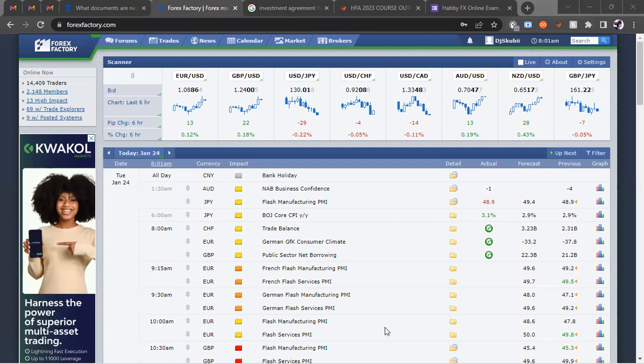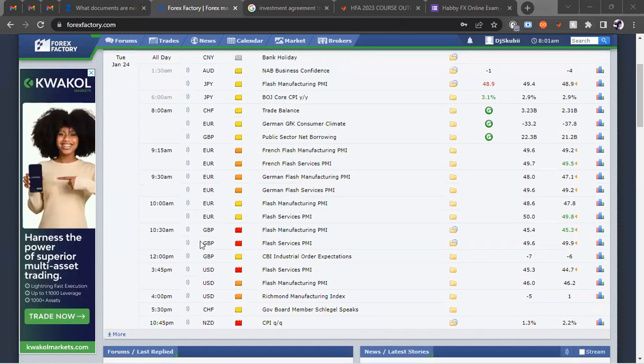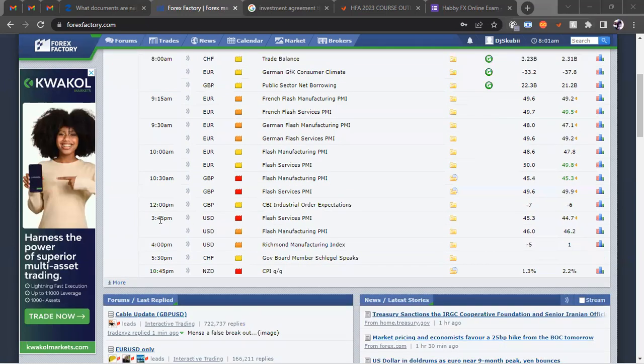So, as usual, let's start with the fundamentals. Fundamental wise, we have news on GBP, high impact, around 10:30 a.m. Then another one by 3:45 on USD, and then another one by 10:45 on NZD. So I think the one on GBP should be the one most people want to capitalize on. So let's jump on our charts and see what we can get.